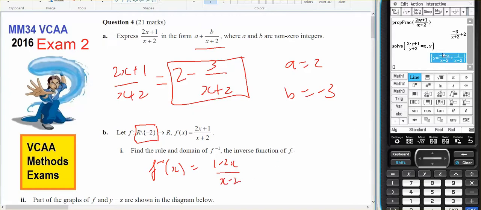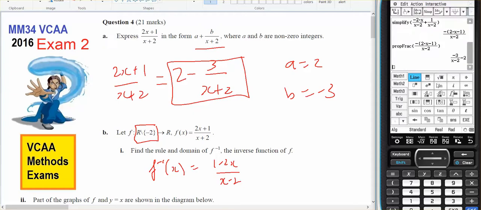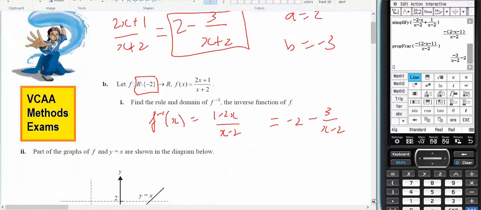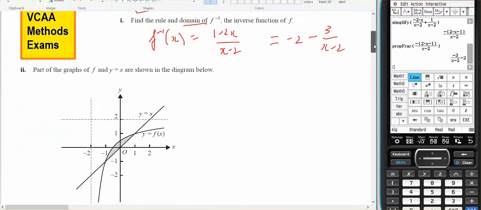If I was to put that into an improper fraction, it's also equal to minus 2 minus 3 on top of x minus 2. And I've got to find the domain. The domain will be the range of the original, and the range of the original will be all real numbers except for 2, the same as its domain, because it has an asymptote at 2. So it'll be everything except 2.